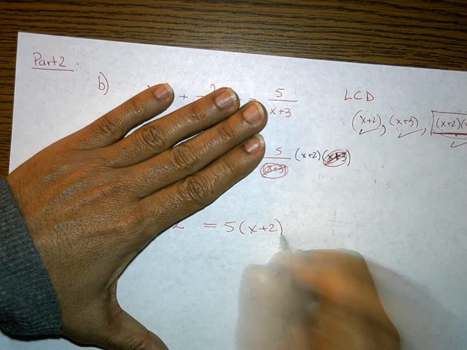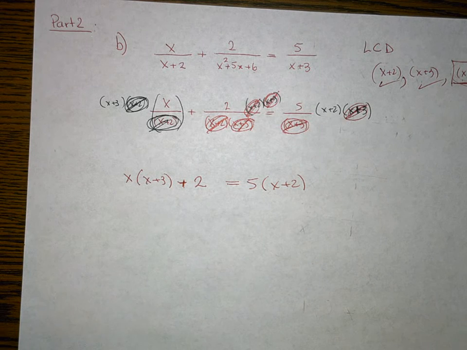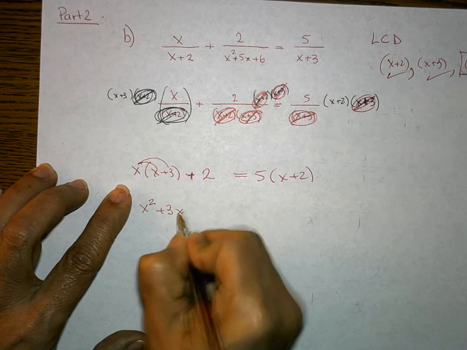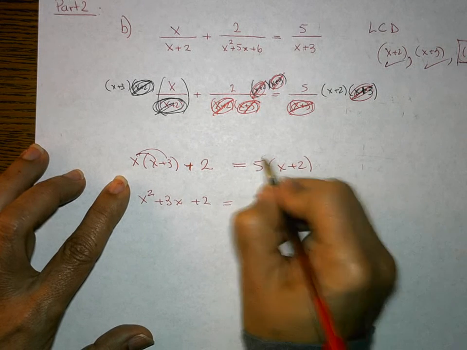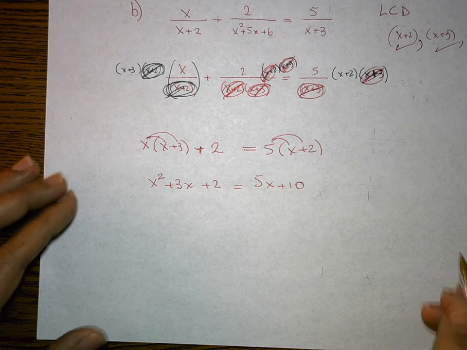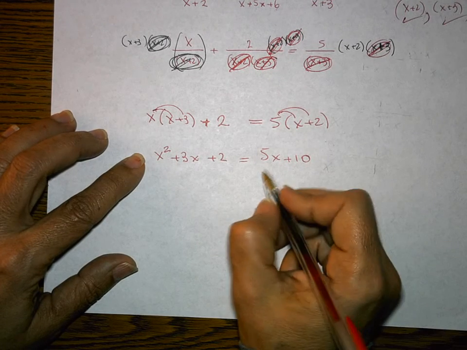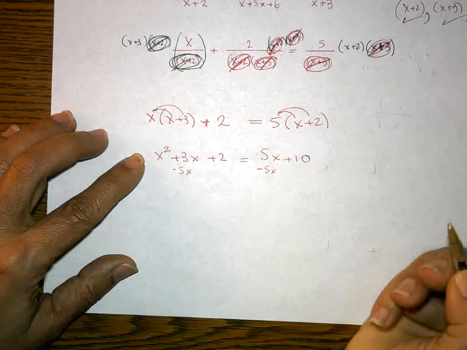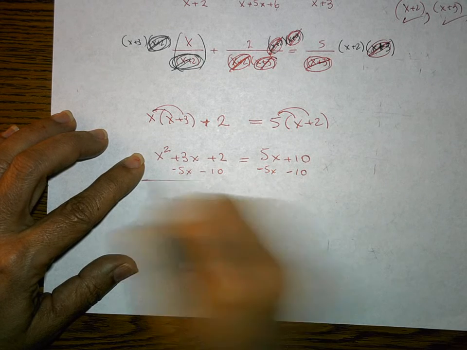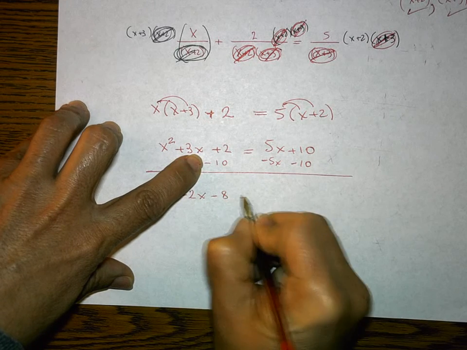Okay? Some of the students love this clearing the denominator method, and I love it as well. So here we go. Now we just need to take care of it by distributing over here. We get x squared + 3x + 2 equals 5x + 10. Now remember, they're asking us to solve the equation for x and then check for extraneous solutions. So I'm going to subtract the 5x and also subtract the 10 from both sides. Okay. So here I have x squared - 2x - 8 = 0.